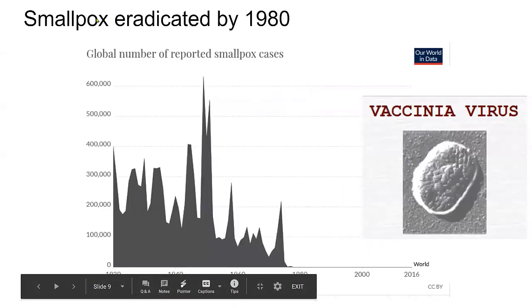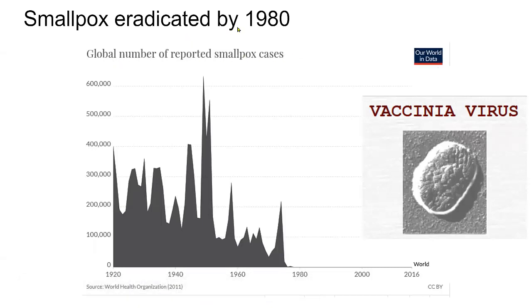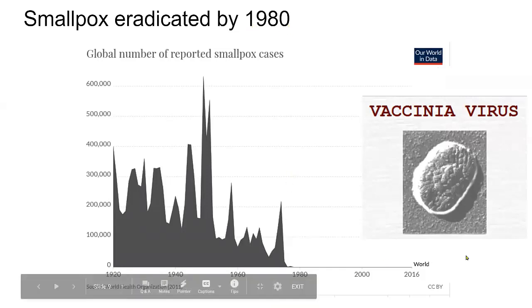So it took about 200 years. The first vaccination is 1796. It took about 200 years, but by 1980, smallpox is gone from this world. So you can see it here in the graph that there is no smallpox after 1980.